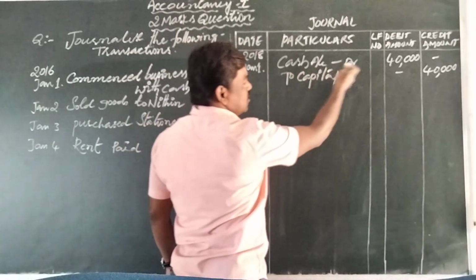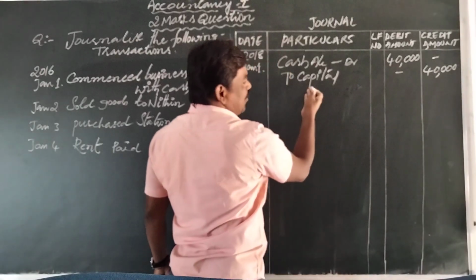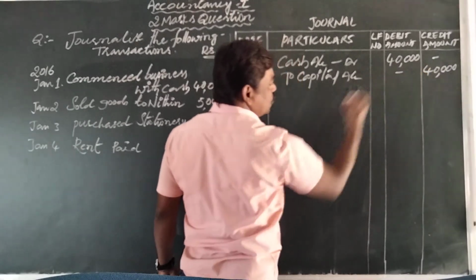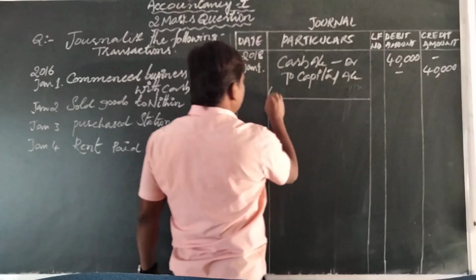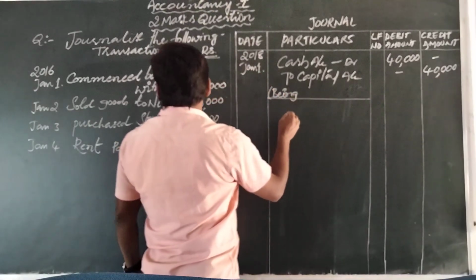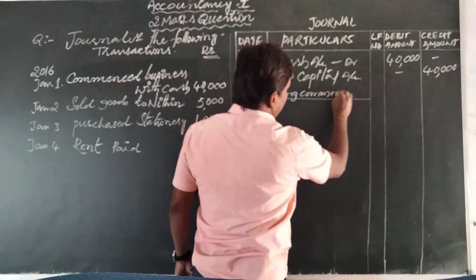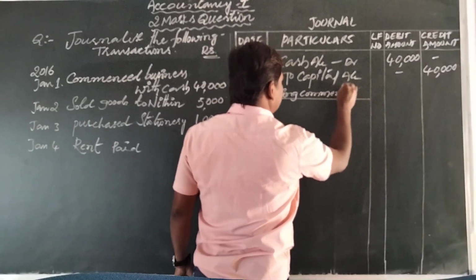Cash account debit; against this account, in the debit column you write 40,000. To capital account, in the credit column you write 40,000. Then you need to write the narration: being commenced business with cash.